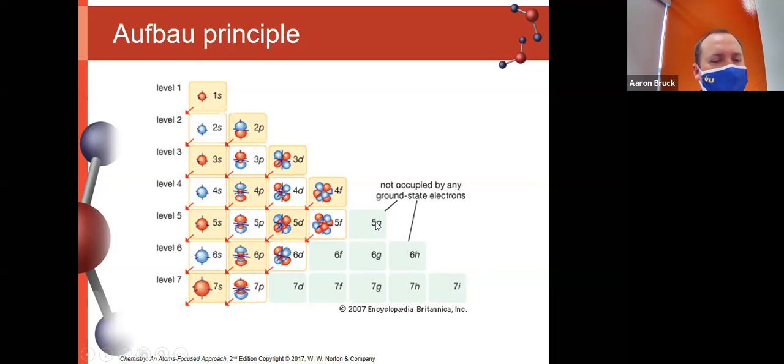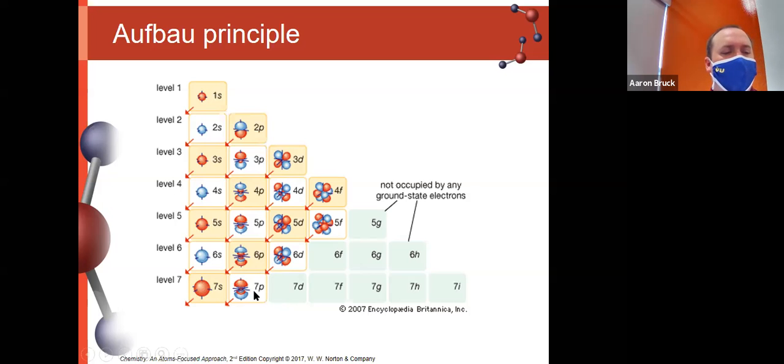Now, the reason we don't consider the 5G or the 6F or the 7H orbital or any of these light green ones here is primarily because they're only in existence for excited states. A ground state electron never fills these. There's plenty of capacity in these orbitals listed that are much lower in energy, that those get filled well before any of these other ones.